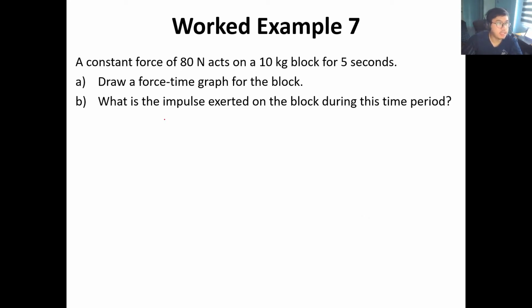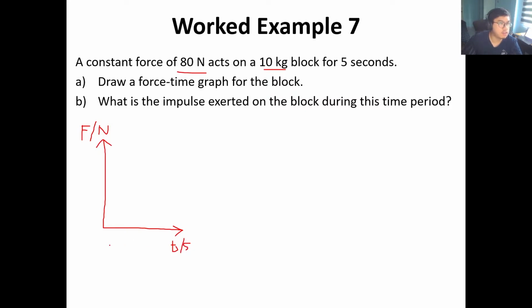Example 7: a constant force of 80 newtons acts on a 10 kilogram block for 5 seconds. A, draw a force time graph for the block. This is not going to be an accurate drawing because I'm just drawing this with a mouse. When you are drawing this, always label the axes. The y-axis is force, slash the unit, newton. The x-axis is time, slash the unit, in this case seconds.